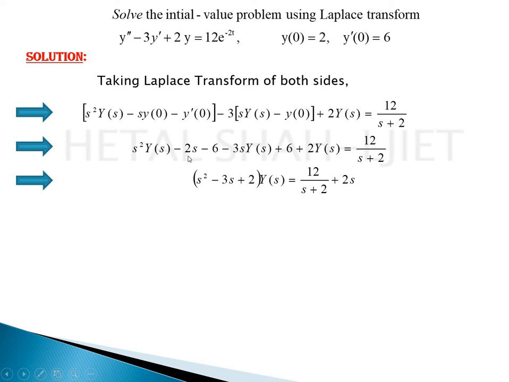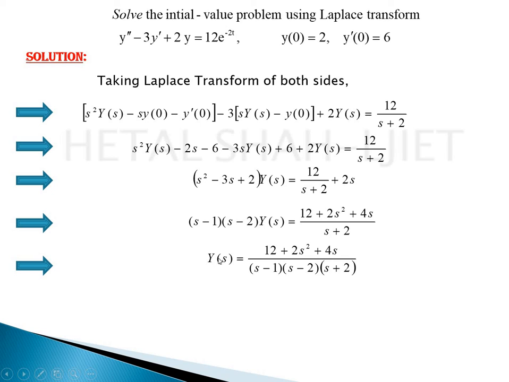So just put this minus 2s on the right hand side, that is plus 2s. Now the factors of s square minus 3s plus 2 are s minus 1 and s minus 2. By taking LCM on the right hand side, we get 12 plus 2s square plus 4s upon s plus 2. Put Y of s as the subject. So Y of s is equal to 12 plus 2s square plus 4s upon s minus 1, s minus 2, s plus 2. Again, we want to find the inverse Laplace of both sides.